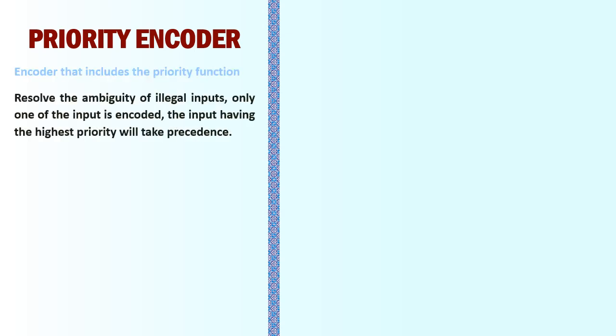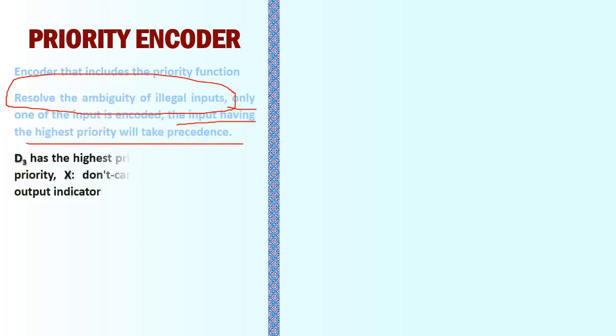We can also think about a priority encoder. A priority encoder that includes the priority function is called a priority encoder. It resolves the ambiguity of illegal inputs. For example, if more than one input combinations are 1 at any instant of time, then which one to take, that will be handled by the priority encoder.